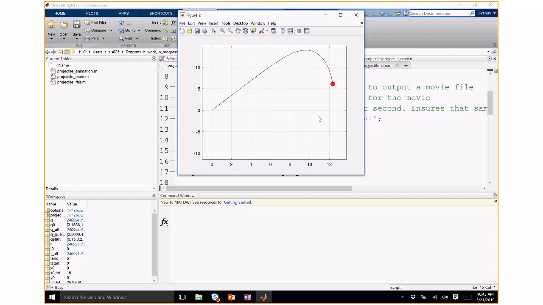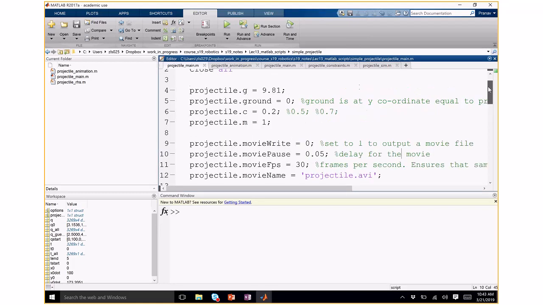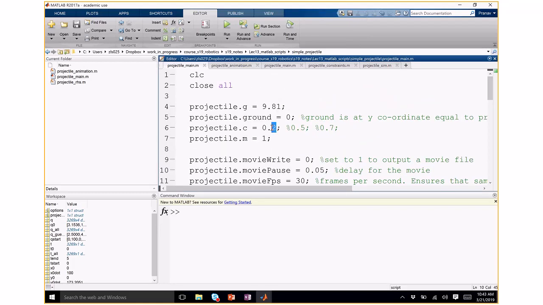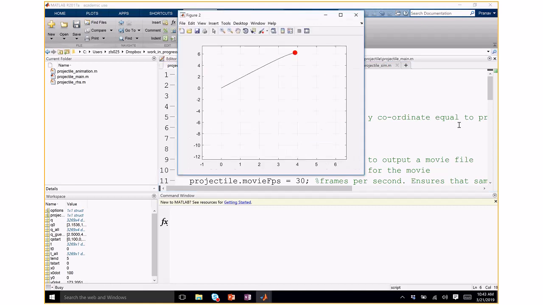It's actually something like a triangle. If you increase the drag force further, you can see it becomes more of a triangle than a parabola.